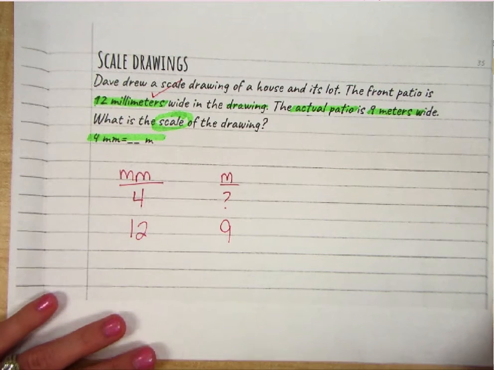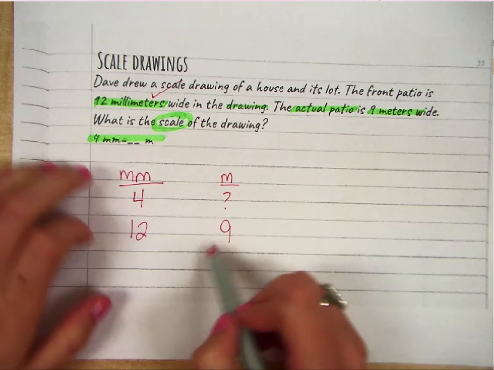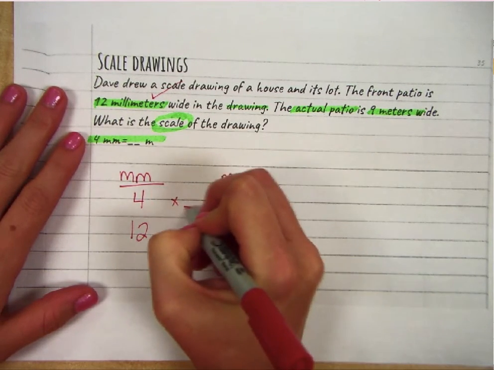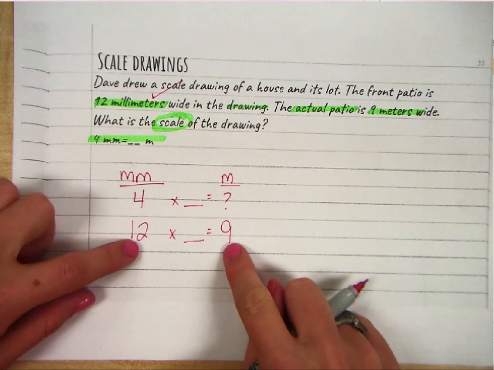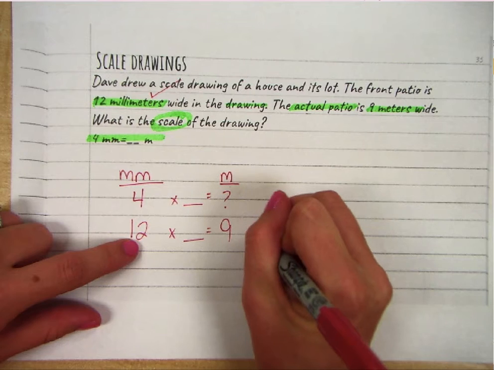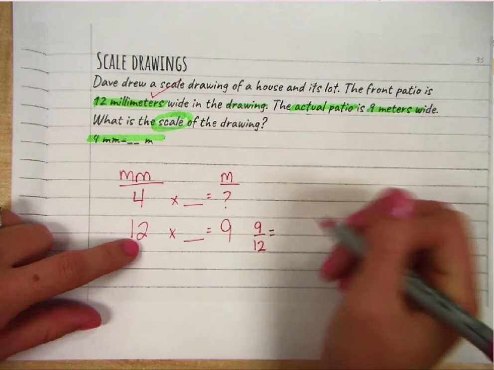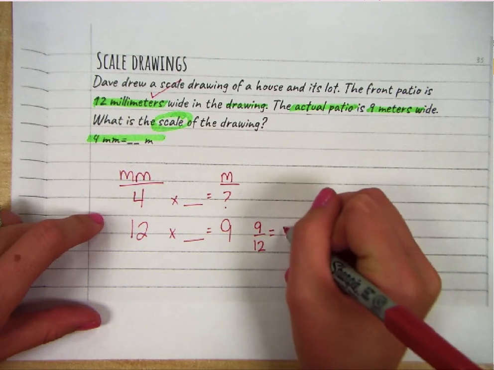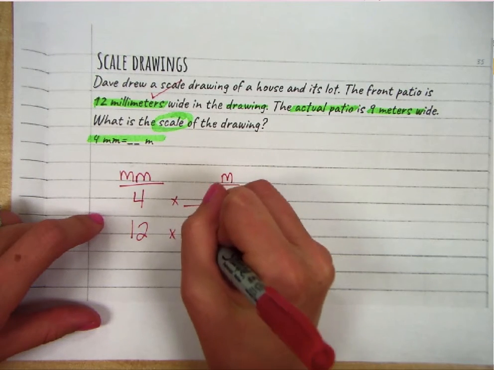Okay, so let's see what we got. I'm going to find my scale factor now. So 12 times something equals 9. 4 times something equals question mark. Remember, if we know we're going to get a fraction, use the inverse operation. Divide that product by 12. And I can simplify this, divide by 3, and I can get 3/4. So I know that I'm multiplying by 3/4.